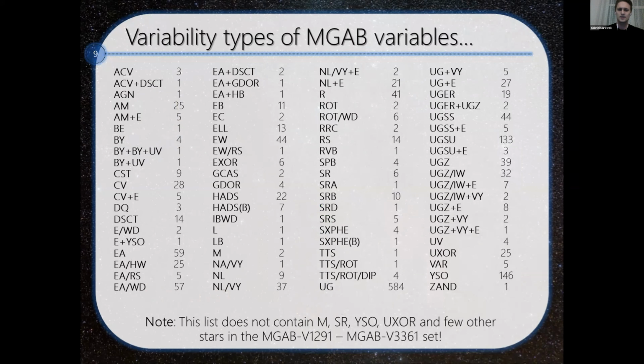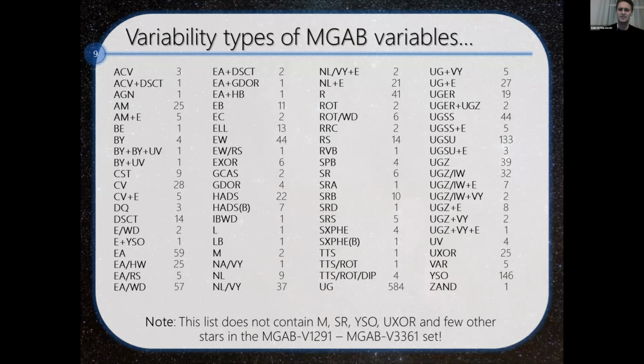Here what you see is a small table of variable star types that are submitted to the Variable Star Index. Not all stars are here, because I have analyzed all stars except the latest set of 2000 variable stars that contains Mira stars, semi-regular variable stars, young stellar objects, and some other variable types.